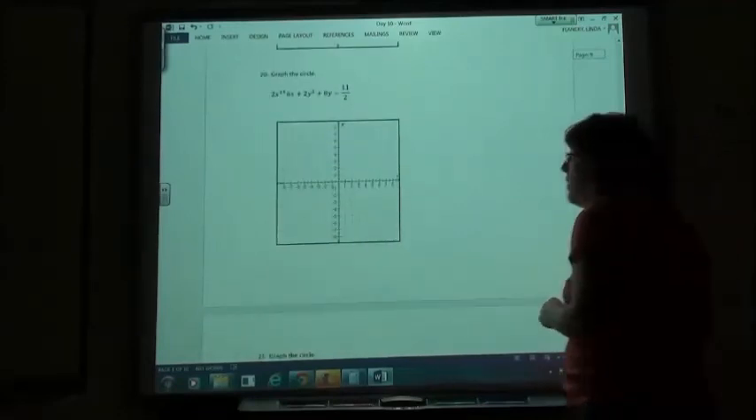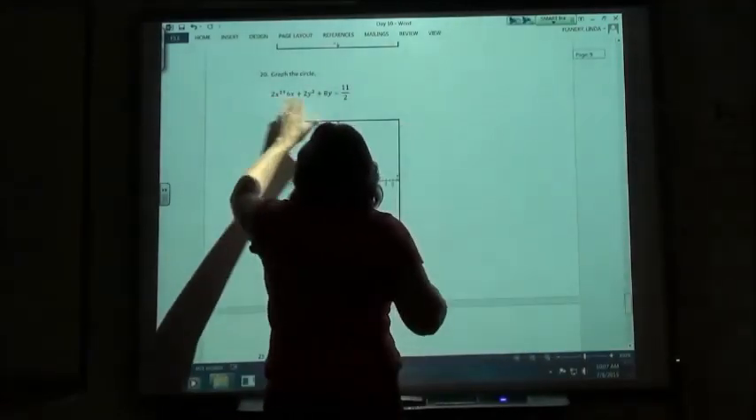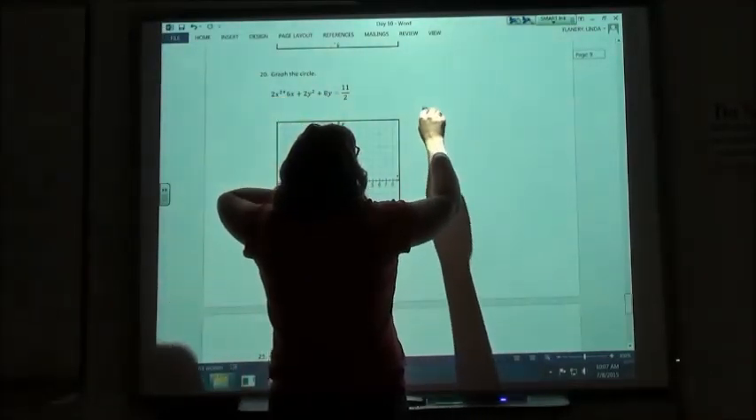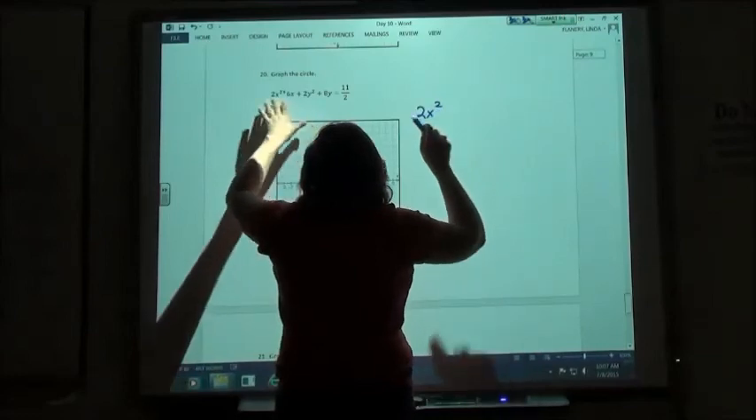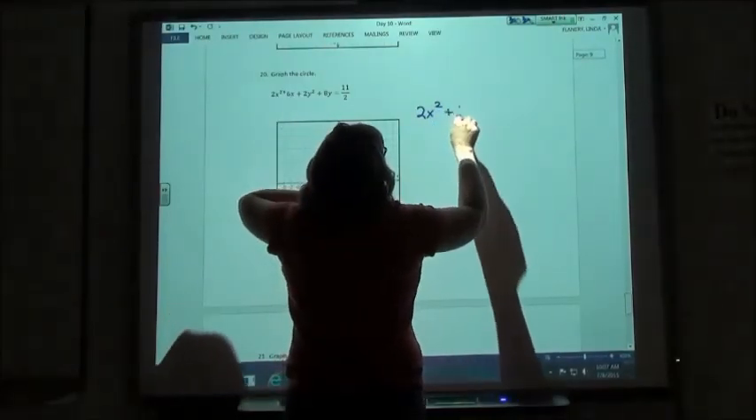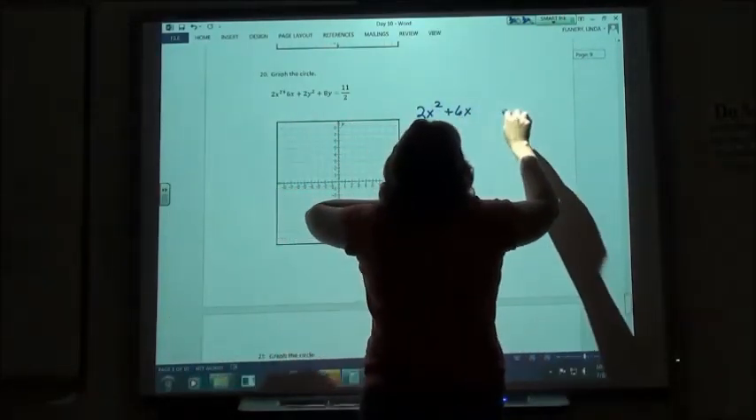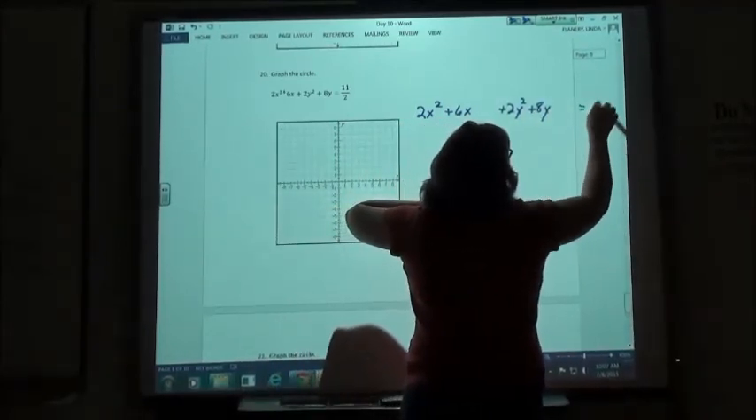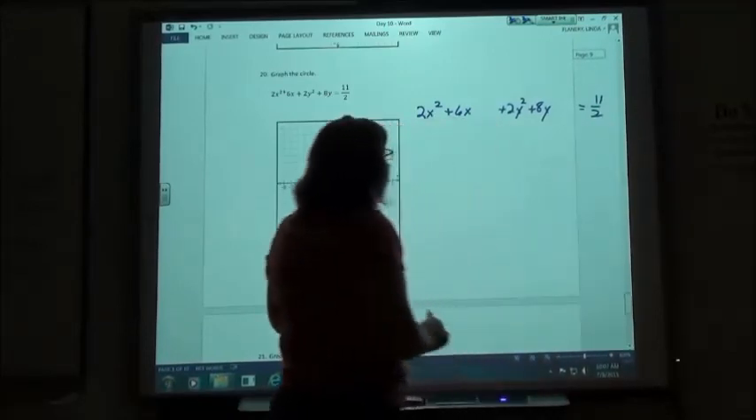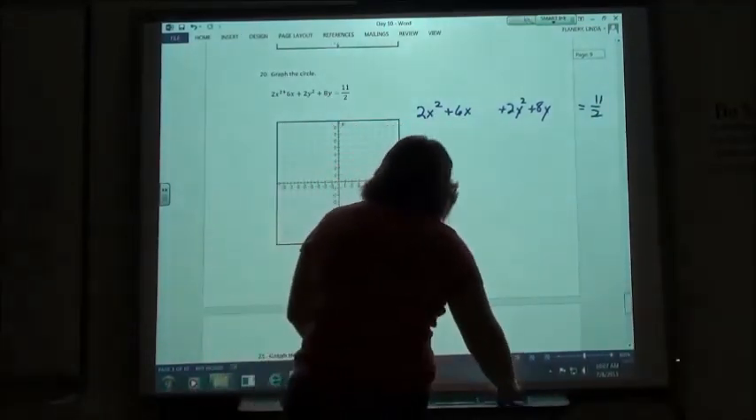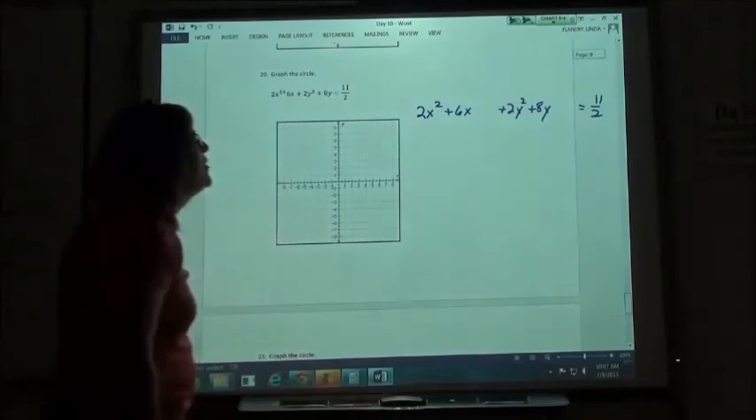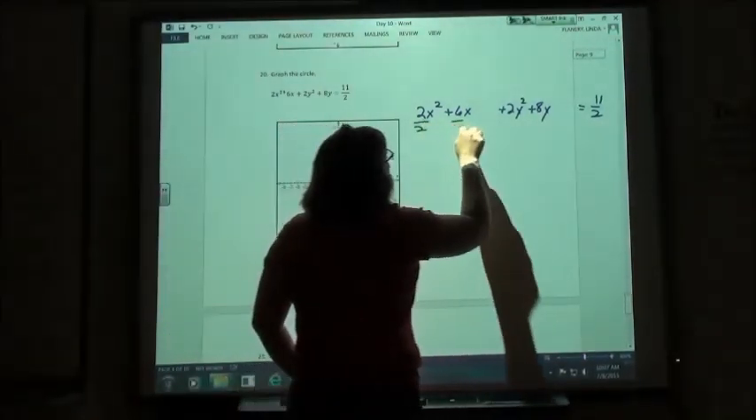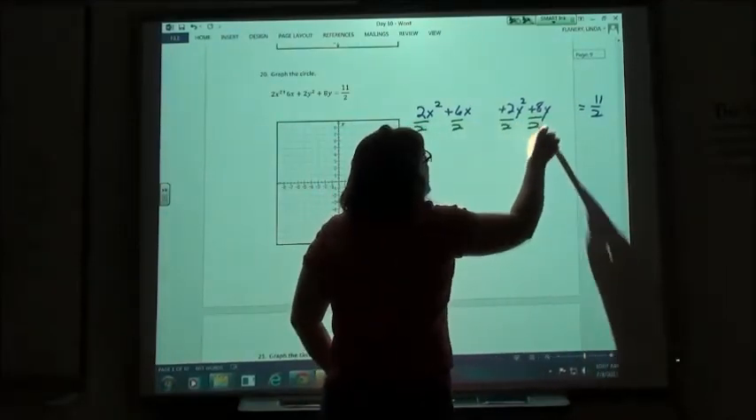Number 20, same kind of thing. I've got my equation in general form. I want it in standard form, so 2x squared plus 6x plus 2y squared plus 8y equals my 11/2. Now in this case, my coefficient of my x squared and my y squared is 2, so I'm going to divide everything by 2.